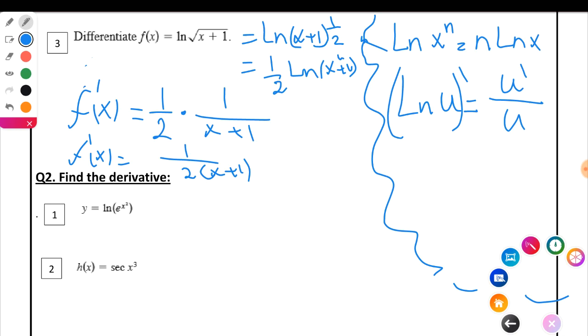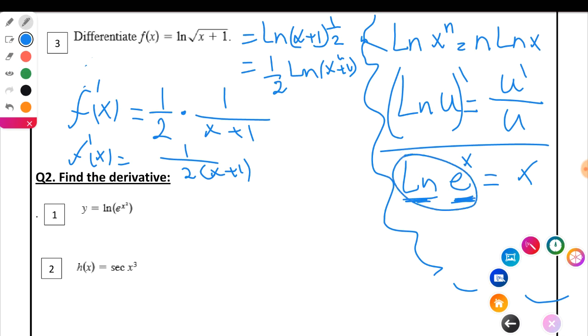I'd like to remind you of another property. I wrote all of the properties of the natural logarithmic function already in the revision sheet. Now, ln of e to the power x is x. The natural logarithmic function and the natural exponential function are inverse to each other, so they cancel each other and it will be x. By the same way, e to the power ln x, the natural exponential function and the natural logarithmic function are inverse to each other, so it will be x.